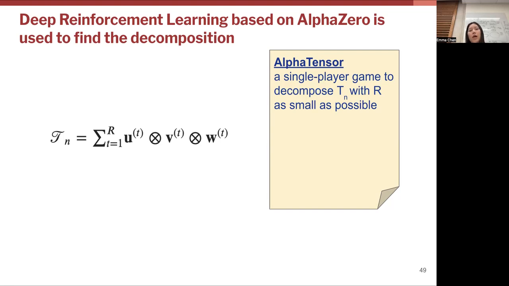In this game, the goal is to find a way to decompose the 3D multiplication matrix into a summation of R outer products, with R being as small as possible. Because remember, R corresponds to the number of multiplications we need. So the smaller the R, the fewer element-wise multiplications we need, which means the computation will be less expensive.